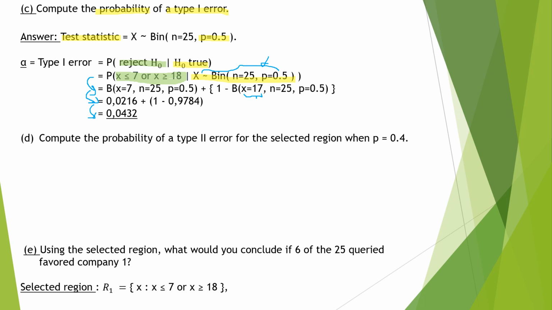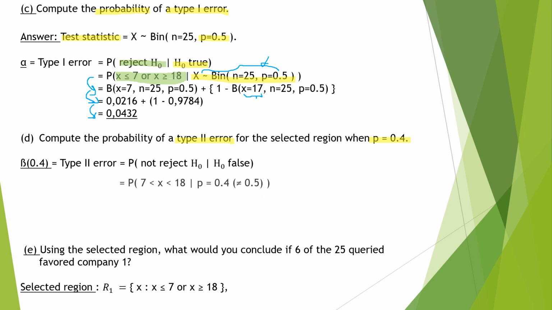Now for D, we are asked to compute the probability of a type 2 error. For a type 2 error, we can have different probabilities. There is not one fixed answer, because it will change for whatever p you are given in the question. You could have been given 0.3 or 0.2. Anyways, beta is the type 2 error probability, and this is the probability of not rejecting H0 when H0 is actually false.